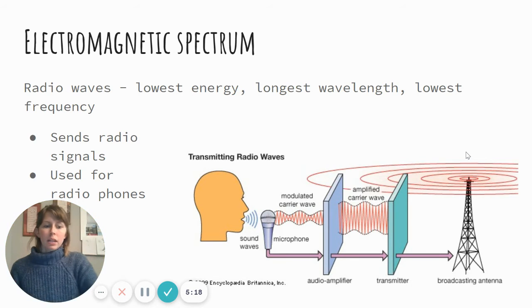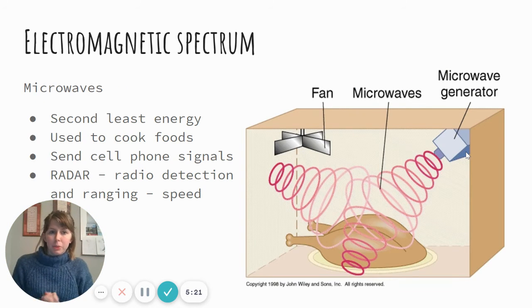Okay. Next is our microwaves. We love our microwaves. We can cook our food very quickly. And so what they are is the second least energy. So they use more energy than radio waves, but not as much as anything else. They are used to cook food. They're used to send cell phone signals.